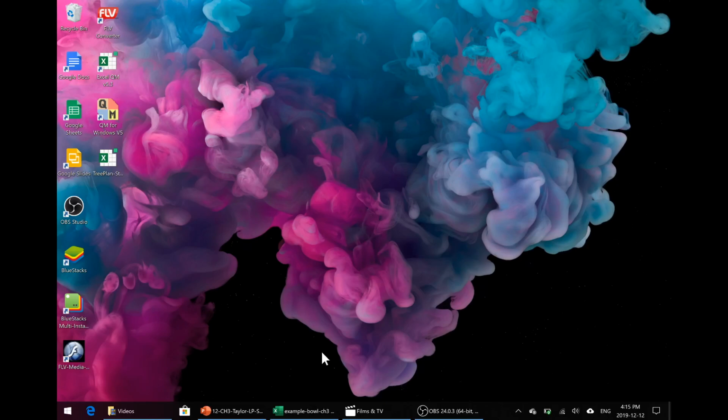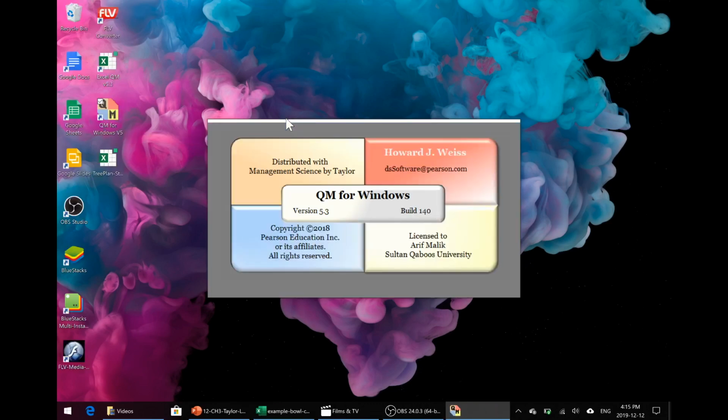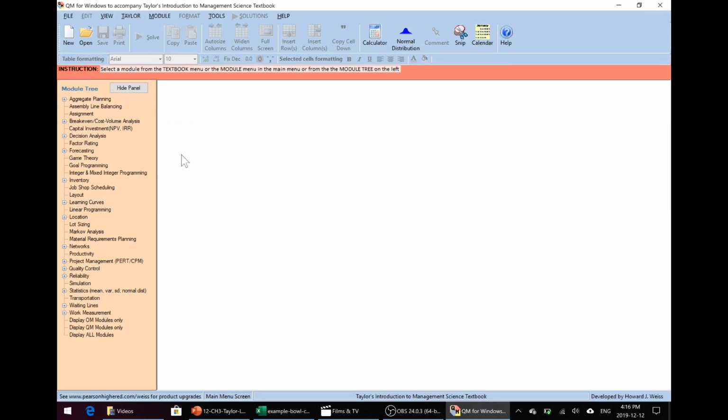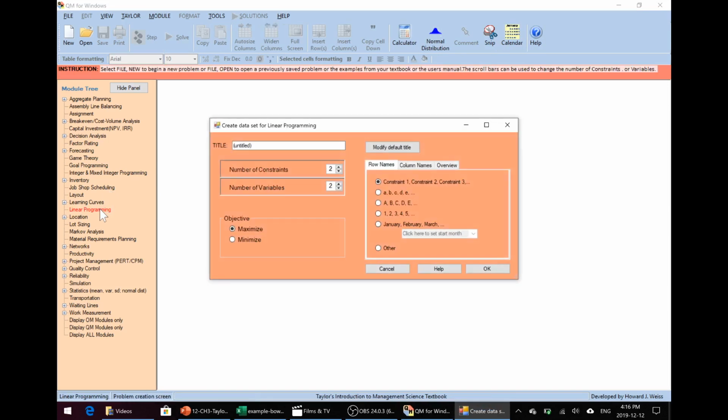Okay, Bismillahirrahmanirrahim. Let me show you another software which is very useful for solving linear programming, QM for Windows. Just open this. And you can see that there are so many modules there. Let's close this up, and if you go, we can see the linear programming here, and just click on this one. And when we click on this one, we get a new window here, and it's very easy.